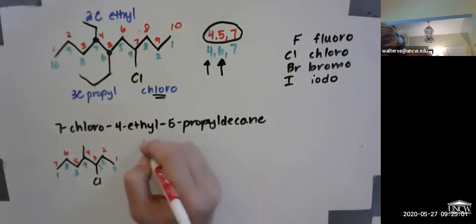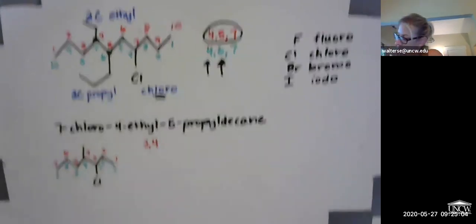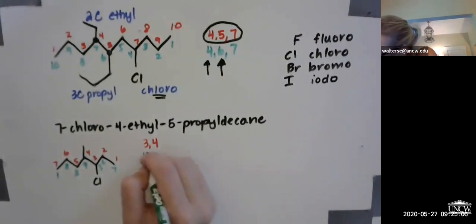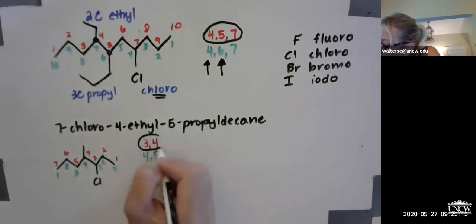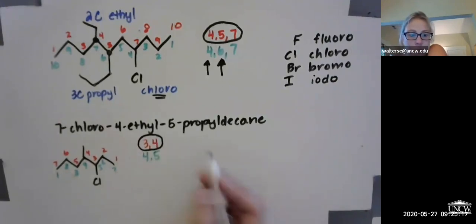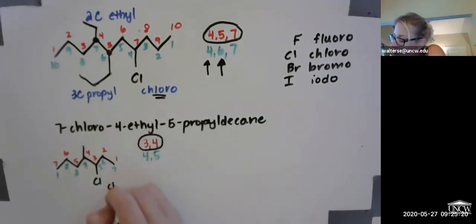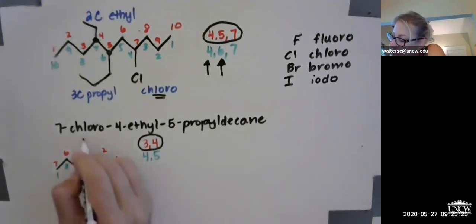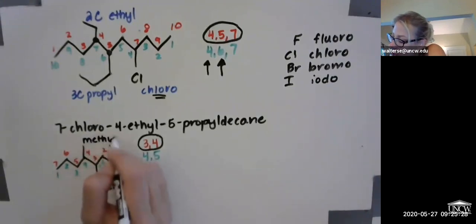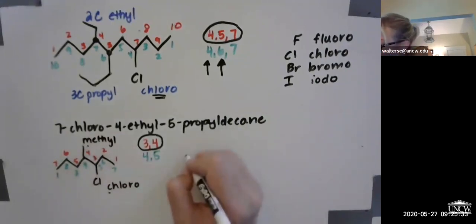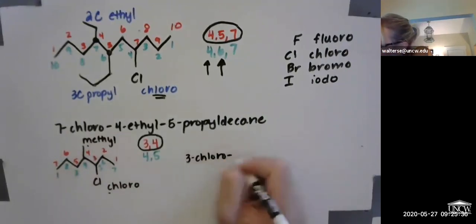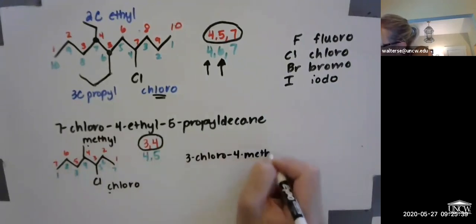So the red numbers are 3, 4. The green numbers, oh, this is fine, 4, 5. So of those two, the red numbers are right. Chloro, and on carbon 4, you have a 1-carbon group, so it's methyl. C comes before M. 3-chloro, 4-methylheptane.